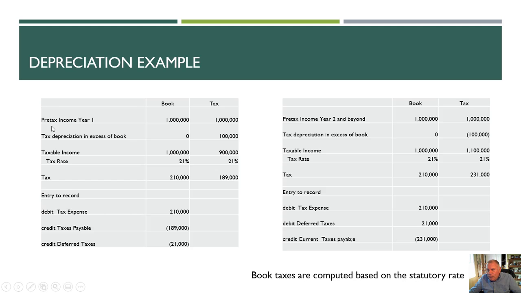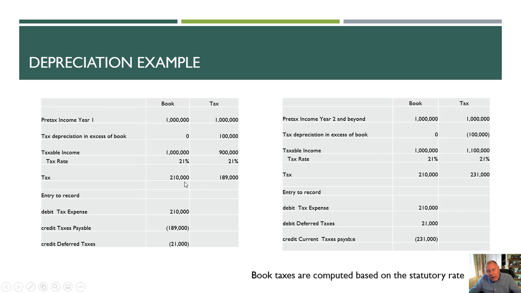In this case, pre-tax income year one, $1 million of book income, and you start with $1 million of tax. And in this case, tax depreciation in excess of book, meaning we took a special deduction that we're allowed, and that leaves us with $900,000 of taxable income. Now, since it's timing, we compute the tax provision based at $210,000 because that's the million times 21%. Assume the 21% tax rate. The same thing here, 21% times 900.